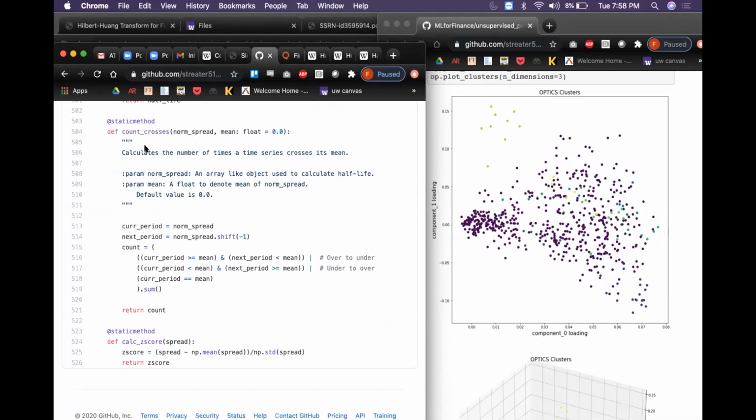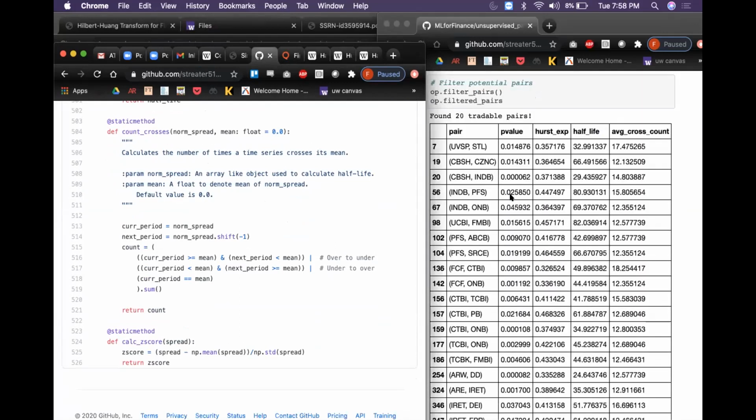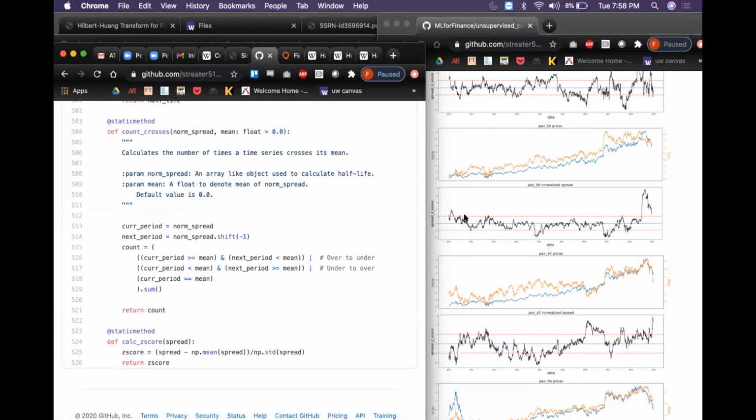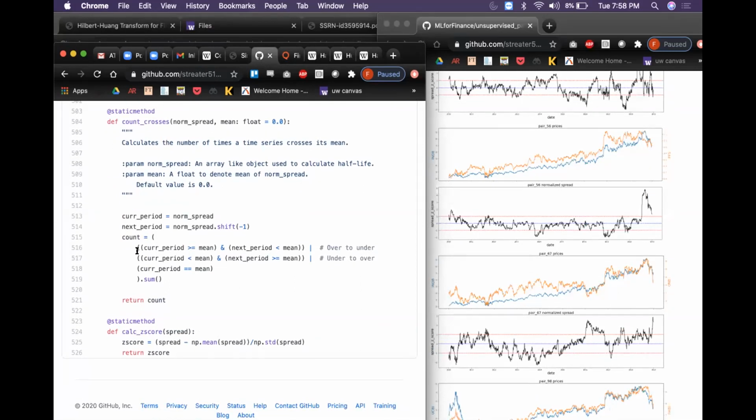And then this count crosses. This is just counting the number of times that each of these black lines crosses over this 0 number right here. Each of these statements will either return a true or a false. So I'm saying, look at this period and then look at the next period. If this current period is above the mean and the next period is below the mean, give me a true. Or if the current period is below the mean and the next period is above the mean, give me a true. Or if the current mean equals 0. And so what this does is it gives you a list of true and false of whether these black series cross over the mean.